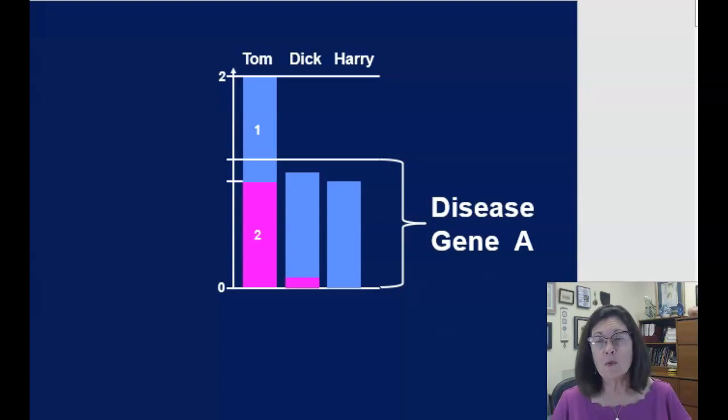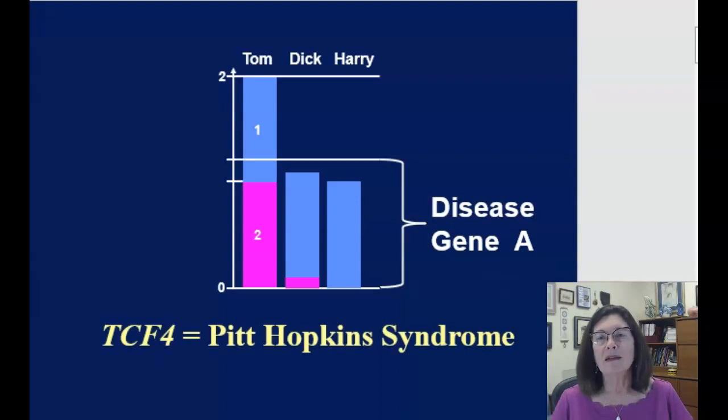Harry has only 1 copy of the gene. Copy 2, the pink one, is completely missing. It's deleted. He has 1 perfectly normal copy, but it isn't sufficient. So in this case, both Dick and Harry have disease A. And so this would be a dosage-sensitive causal gene.